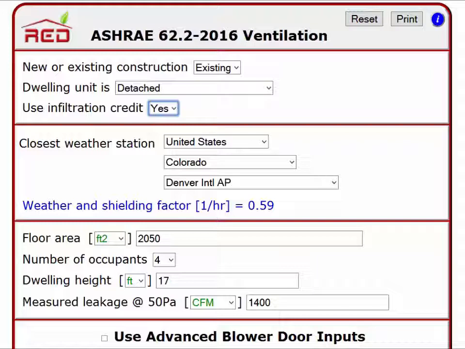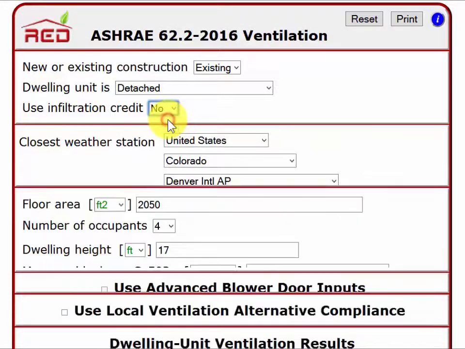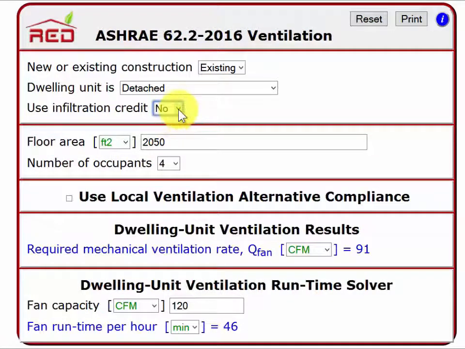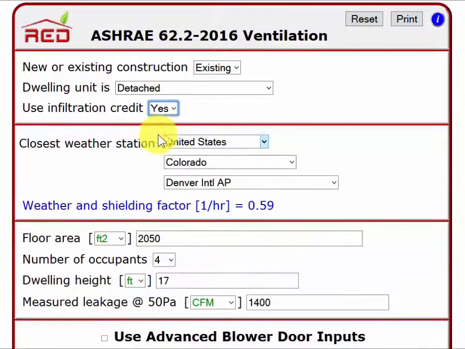For one case, when you would choose no, would be a multifamily building that has dwelling units in it that are stacked, that is, one above the other. The ASHRAE standard does not allow any infiltration credit for that. So in that case of stacked multifamily dwellings in a multifamily building, you would choose no. Otherwise, we recommend that you use yes.